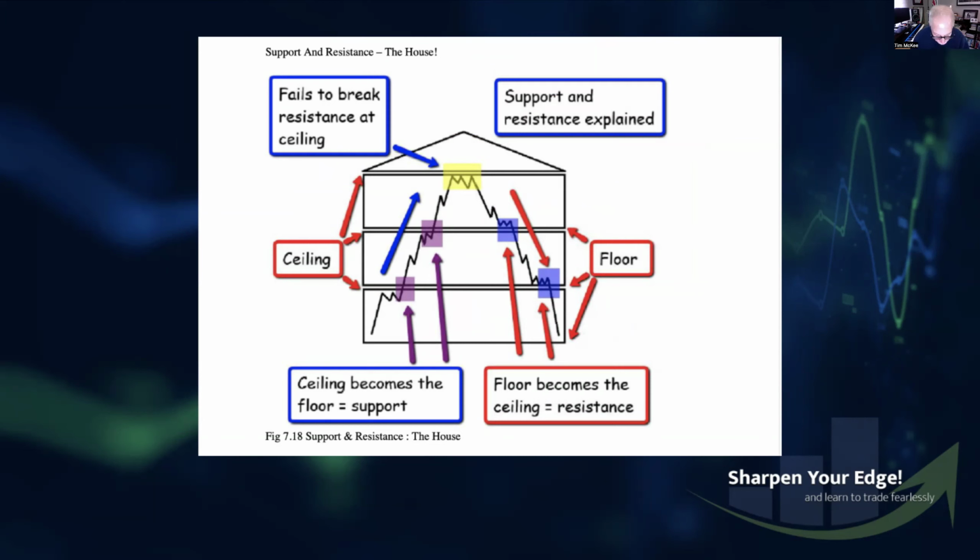Now, to round off this chapter, let's summarize the concept of support and resistance, which builds on the knowledge we already have of price congestion. And the analogy I always use here is of a house, which is why I have used the terms floor and ceiling to describe the upper and lower levels of price congestion.